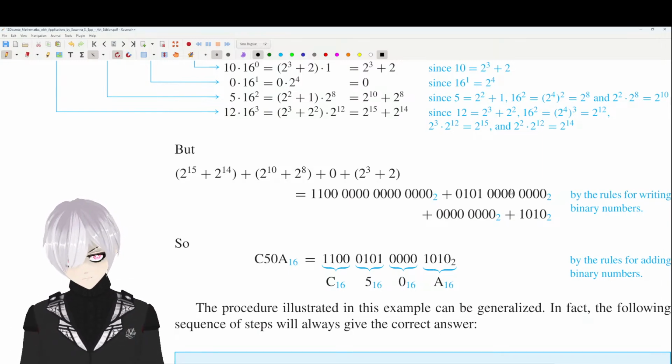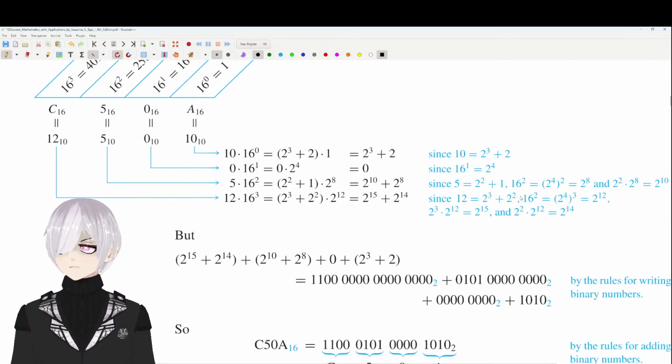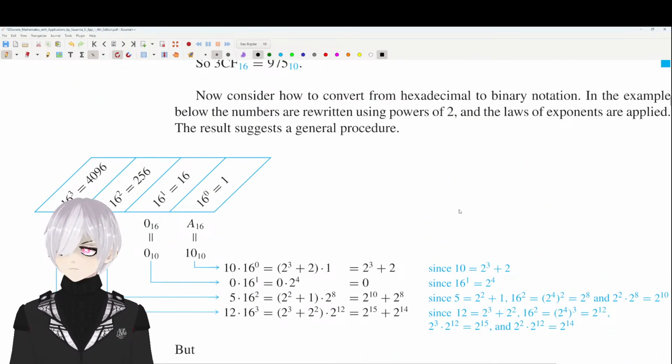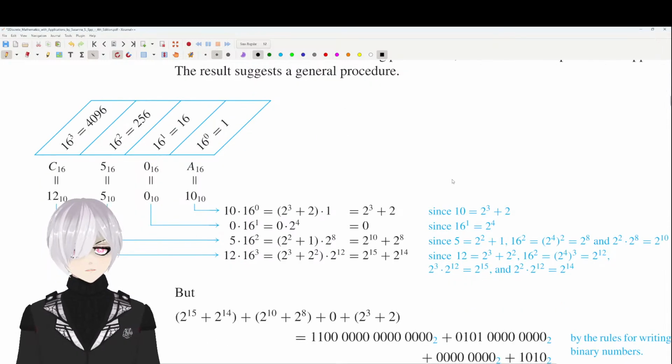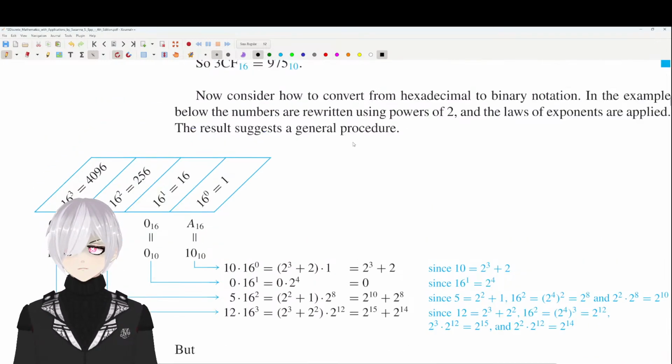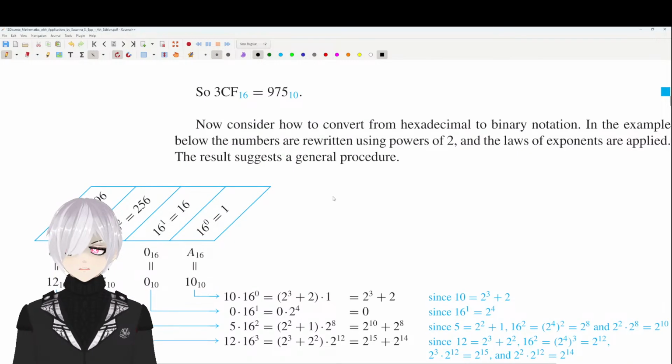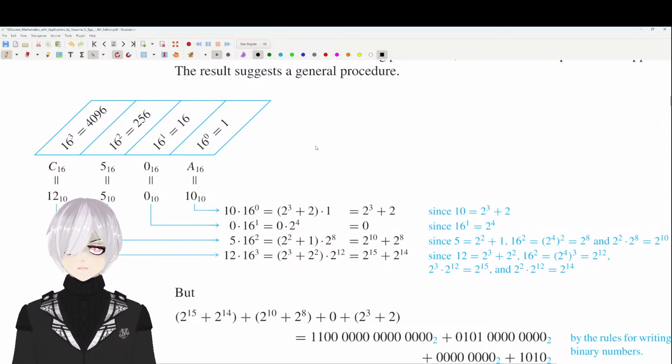Let's see. So, did we already analyze the procedure here? Not yet.